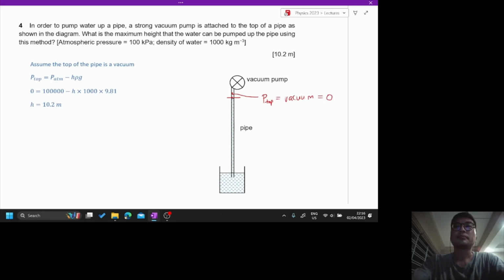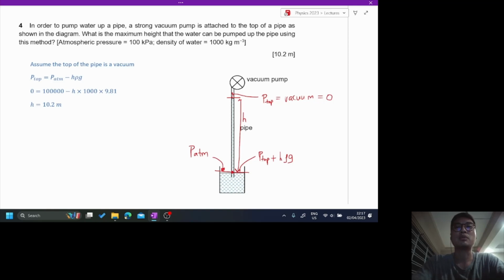Now, remember that pressure increases as we go down the tube. So the pressure at this point will be the pressure at the top, which is 0, plus the pressure of the water, which is H rho g. This part is H. But notice that over here, the pressure is also atmospheric. So we realize that these two pressures must be the same.